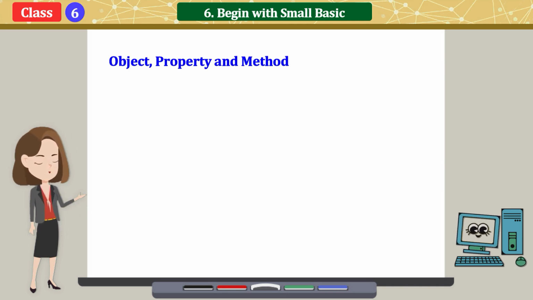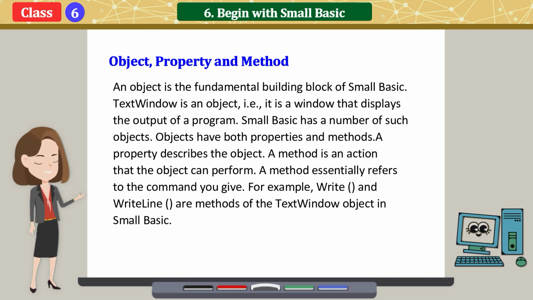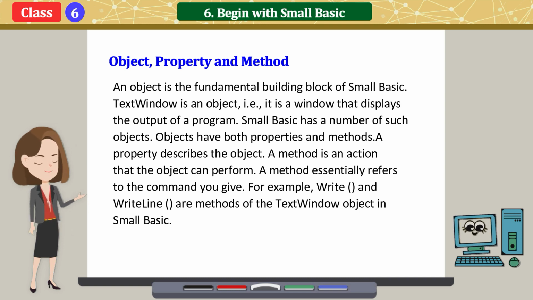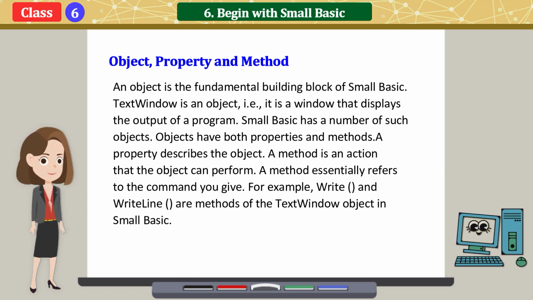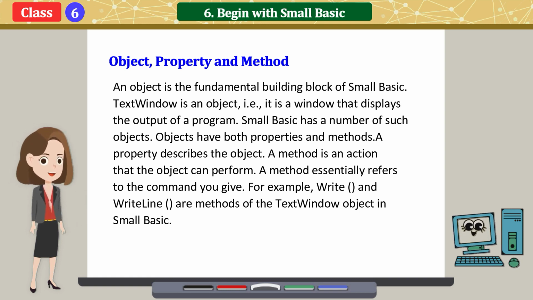Object, property, and method. An object is the fundamental building block of small basic. Text window is an object, i.e., it is a window that displays the output of a program. Small basic has a number of such objects. Objects have both properties and methods. A property describes the object. A method is an action that the object can perform. A method essentially refers to the command you give. For example, Write and WriteLine are methods of the text window object in small basic.